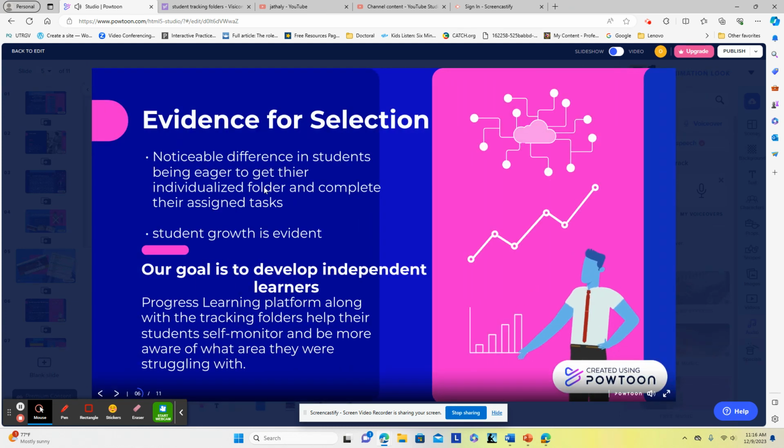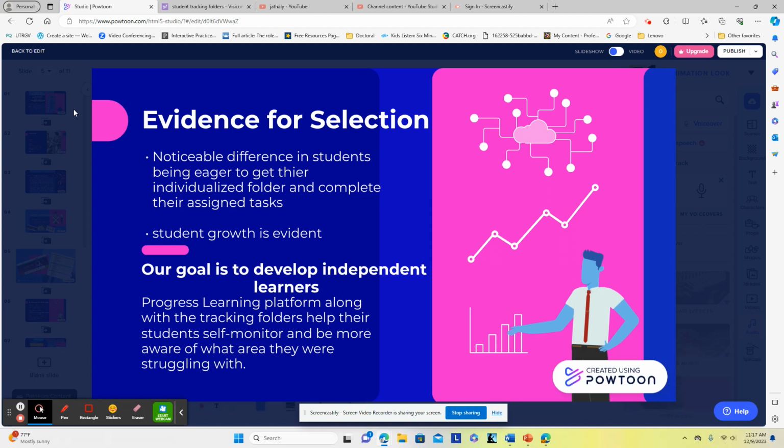For the evidence for selection, I did speak to our participant panel, and all three of the participants did notice a noticeable difference in students being eager to get their individualized folder and complete their assigned tasks. And, as the discussion went on, some of them mentioned that it's simply because they know exactly what they're supposed to do. They open up that folder and the TEKS they're supposed to work on have already been identified for them.